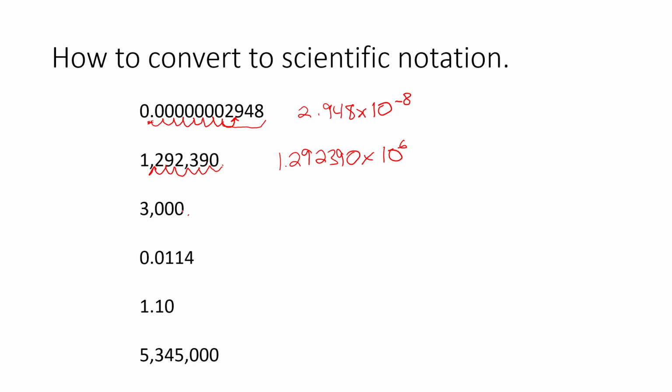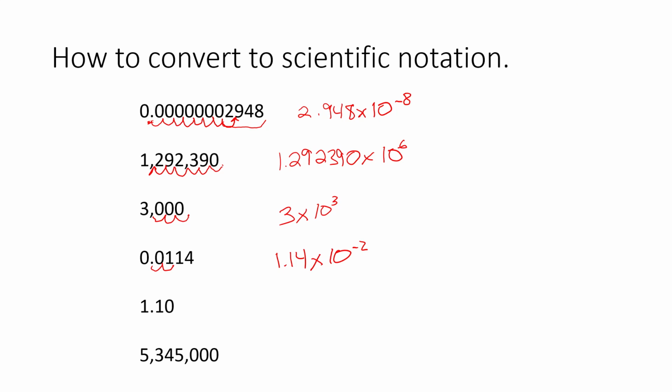3,000, we're going to put our imaginary decimal point at the end here. We're going to go 1, 2, 3. So we're moving this 3 positions to the left. 3 times 10 to the third. Here's our decimal. We go 1, 2. So that becomes 1.14 times 10, and because we moved it to the right, -2.